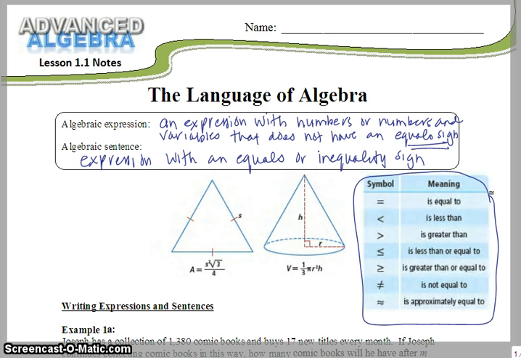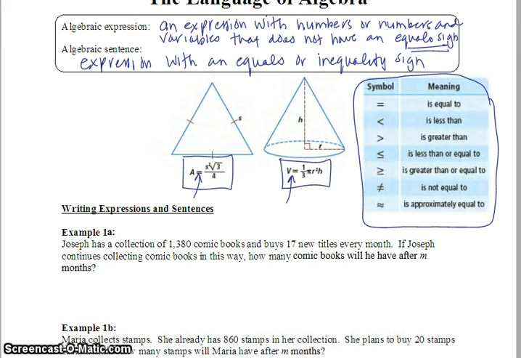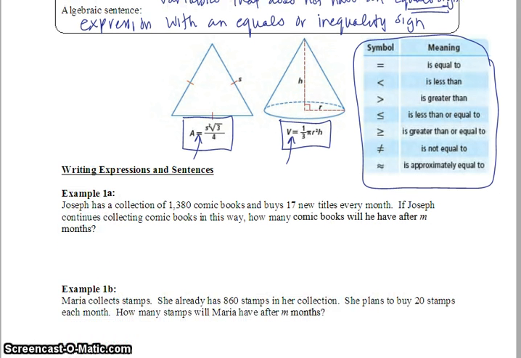Underneath the triangle and down below here you have the area formula, and this is an algebraic sentence because you see an equal sign right there. And also the volume formula, you have an equal sign, so that is an algebraic sentence. We're going to practice writing some algebraic expressions and sentences.